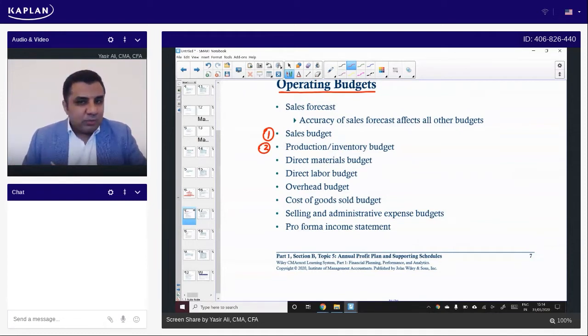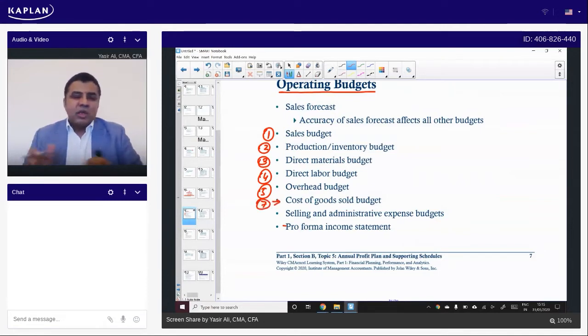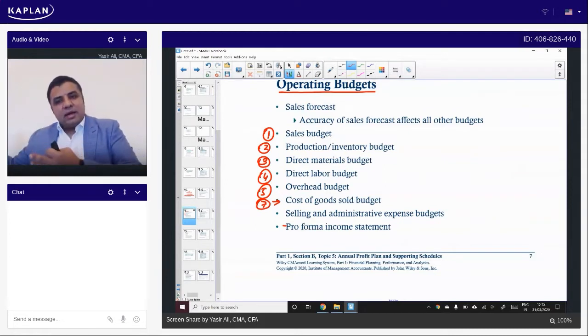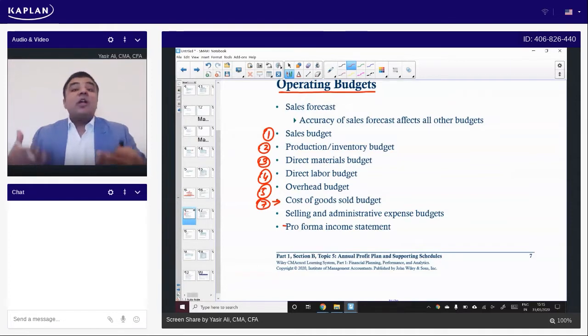Then once the production budget is there, as I've told you, in any order we can make the direct material usage budget, direct material budget, direct labor budget, and the overhead budget. And number 7 would be the cost of goods sold budget. So material, labor, and overhead, you can make in any order, but we have to start with the sales budget, then the production budget, and then the material, labor, and overhead budgets. And once we have those budgets, then only we can make a cost of goods sold budget, right?